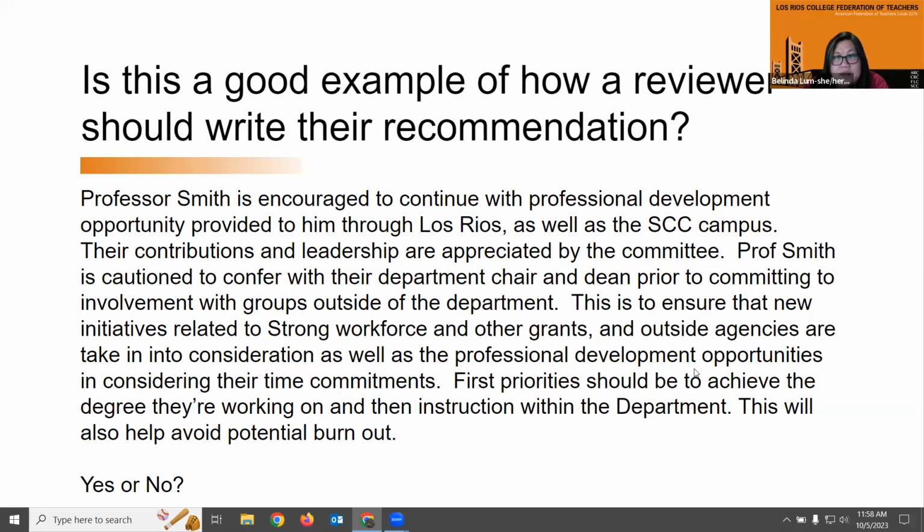So this is a verbatim thing that was written by a dean about a faculty member, and it was a clean recommendation, meaning there was no less than satisfactory markings on the review. Is this a good example? Yes or no? You can drop in the chat. We'll go into the why or why nots later. Or actually, those people can also emoji us if they want.